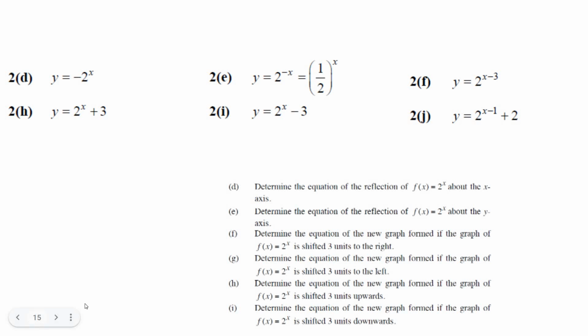Okay, now we're going to try all the questions from D to I here, and they say determine the equation of the reflection of y equals 2 to the x, f of x equals 2 to the x, about the x-axis. Well, all we have to do is make all the y's negative. So this is y equals minus 2 to the x. So we just make y negative.